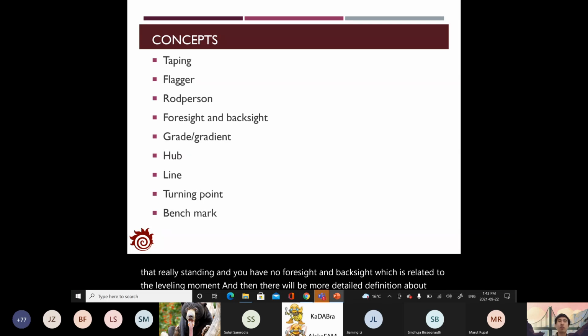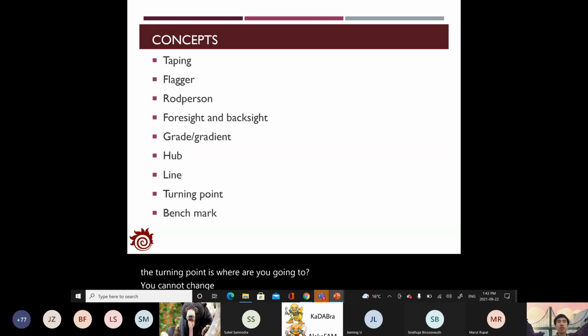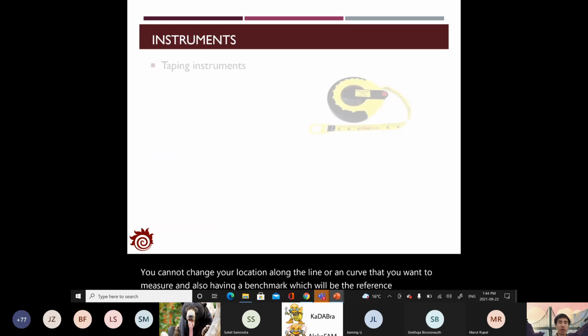Also, we have the gradient to measure the slope. We have the hub to place the equipment, and the lines are what you have to measure, the horizontal distance, vertical distance, or the slope distance. The turning point is where you change your location along the line or the curve that you want to measure. And you also have the benchmark, which is the reference point for your measurement.